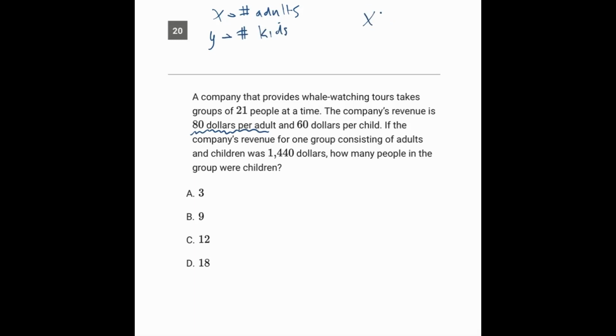If that's the case, then x plus y is the total number of people, which is 21. Then we're being told the revenue. Now, those are price times quantity statements. For instance, you have $80 per adult, and there are X adults. And you have $60 per child, and there are Y children. And the total revenue is $1,440.